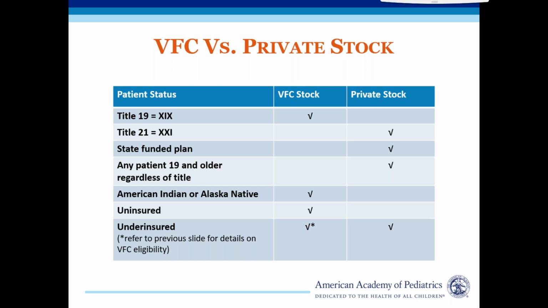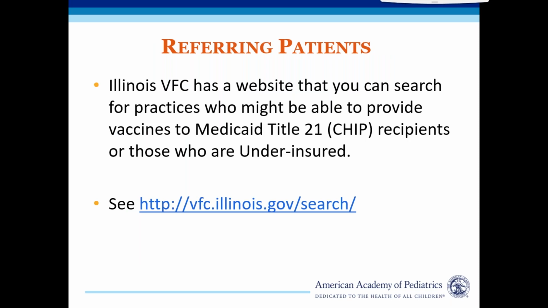So this just kind of breaks down, gives a chart of the two side by side. You can take a look at that. I don't want to go into that. But again, for the underinsured, they will hit both the private stock up until their benefits, and then of course with the caveat that they can receive VFC stock under certain circumstances.